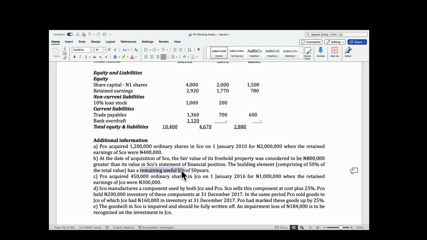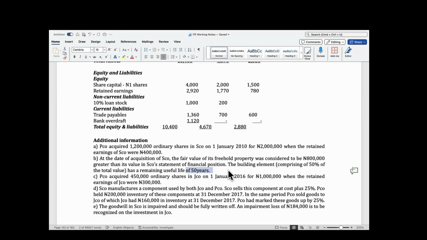Also, they will be under depreciation. But since this is a property, out of this entire value we can only depreciate the building. We cannot depreciate land because land has an unlimited useful life. The building element has 50% value. So to determine our depreciation, it's just 800 multiplied by 50%, then divided by 50 years. That will give me the depreciation I've not charged, which I will remove from the assets and also remove from the retained earnings of ESCO.